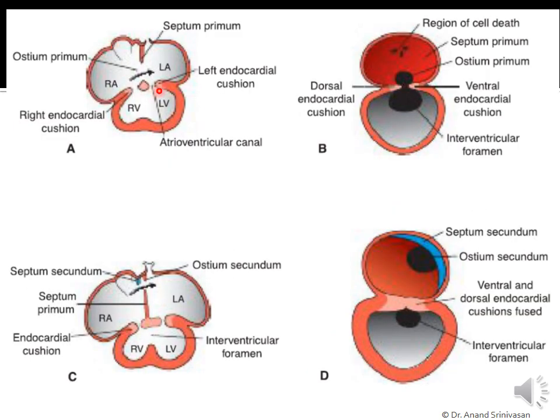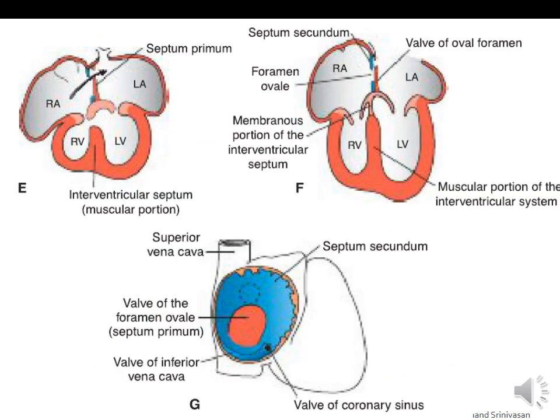Initially there is the ostium primum, until the septum primum gets attached to the endocardial cushion bud. Once it touches, the ostium primum disappears and the ostium secundum is formed near the upper part, near the roof of the heart, and the septum secundum starts to develop in the interatrial septum.